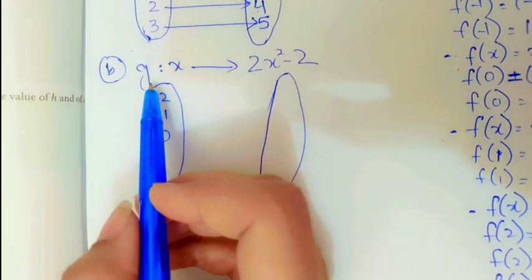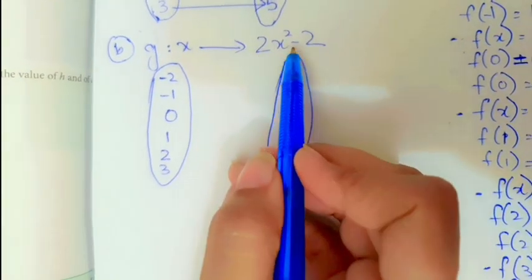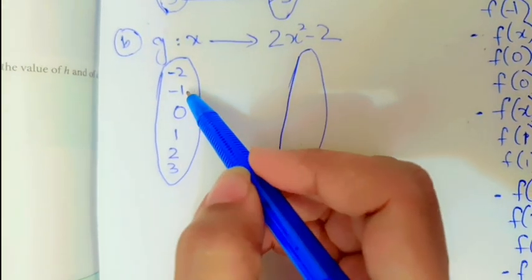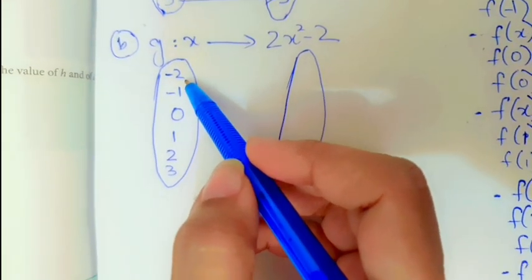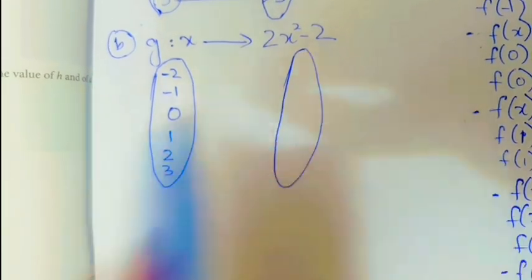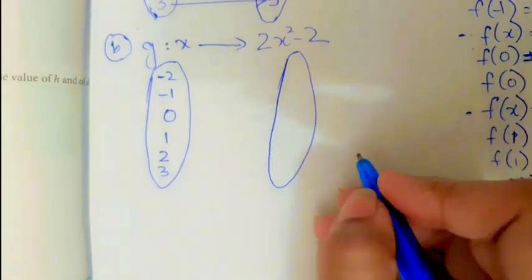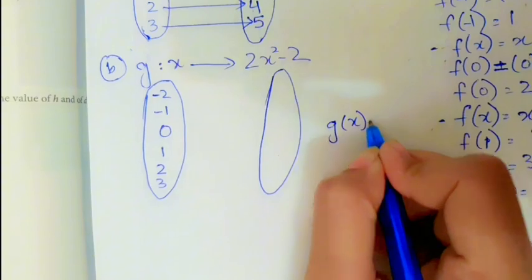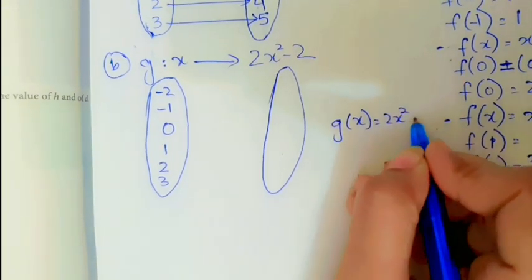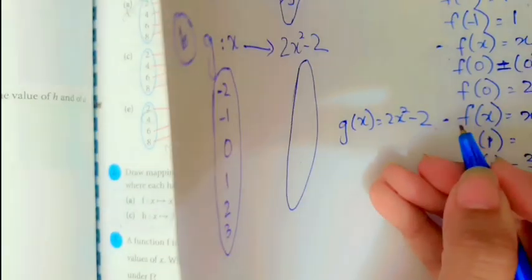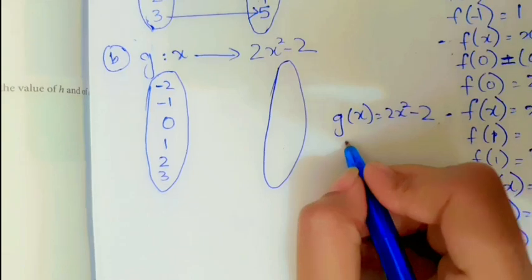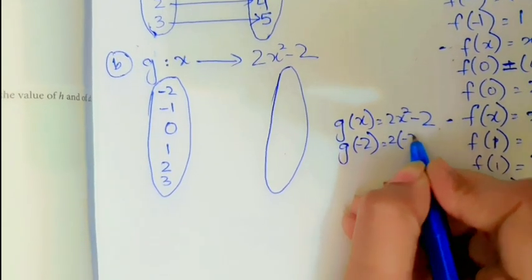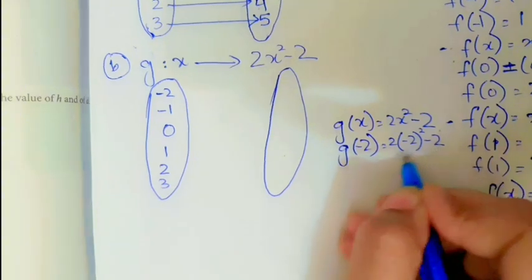Now part B is g(x) = 2x² - 2. Again the domain is the same for A, B and C. In all of the parts we have to use the same domains, but we have to write the answer. We have to find the image. Now I am writing g(x) = 2x² - 2. The first value of x is -2, so I will write 2(-2)² - 2.